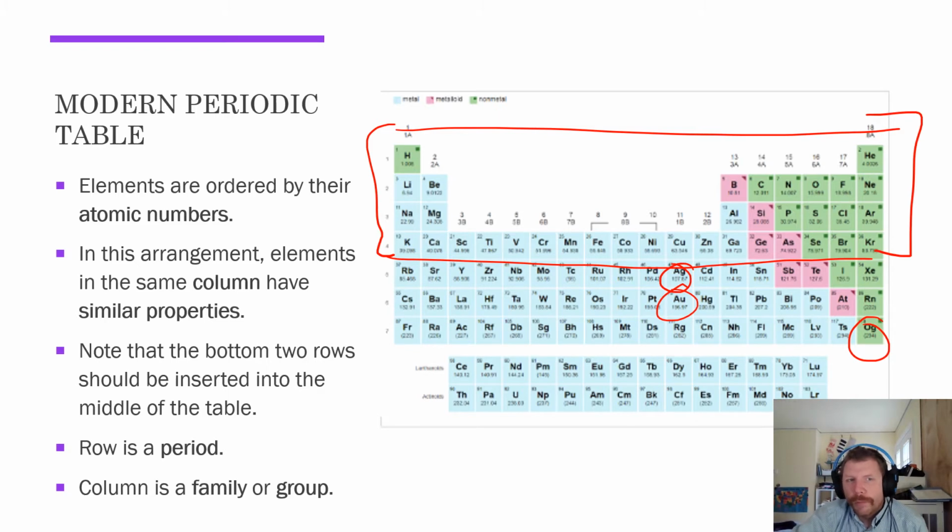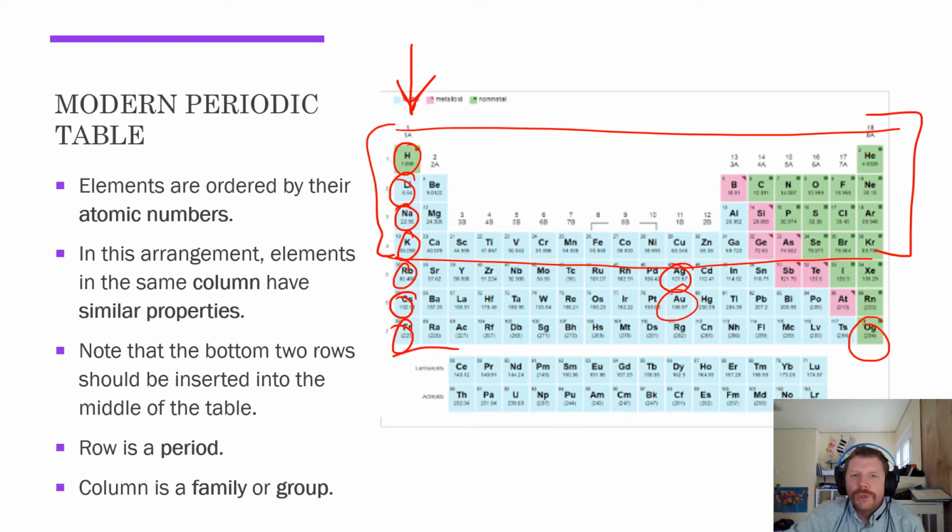So elements are ordered by their atomic numbers, which means their number of protons. In this arrangement, elements in the same column, so columns go up and down. I always have to remind myself columns versus rows. Columns are on a house, they go up and down. And rows, I suppose they could be on a house, but they go left to right. So elements in this same column have very similar properties. So what that means is hydrogen, lithium, sodium, potassium, rubidium, cesium, francium, they all have very similar properties.